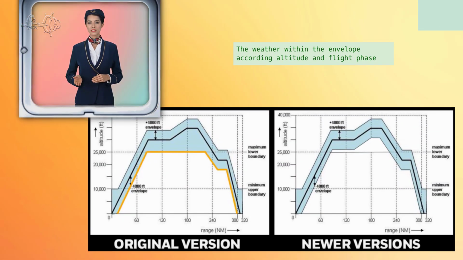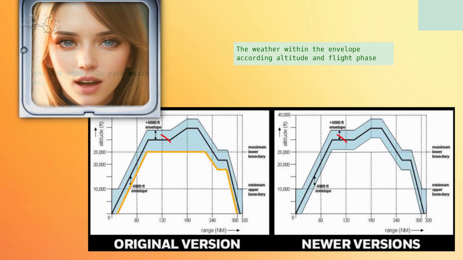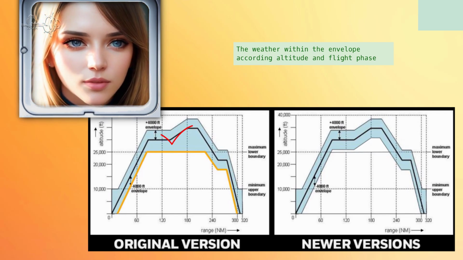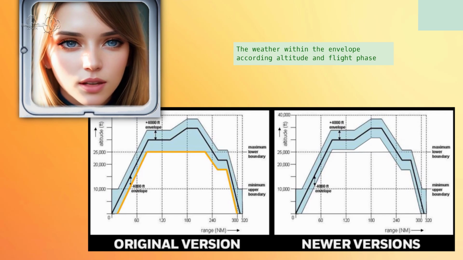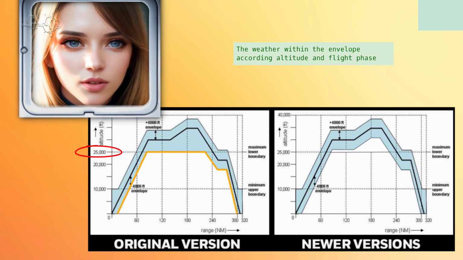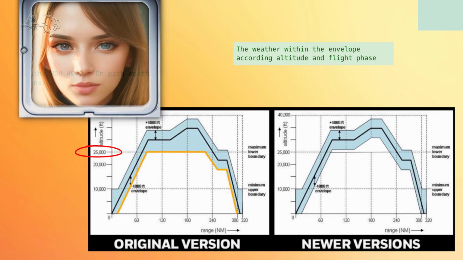Now, as for an important definition, to understand the operational use of the RDR 4000, what does on-path weather mean to you? Only on-path weather is shown because the off-path weather is suppressed. Observe from the picture that in cruise, for the older software, only the weather above 25,000 feet is indicated on the radar display.